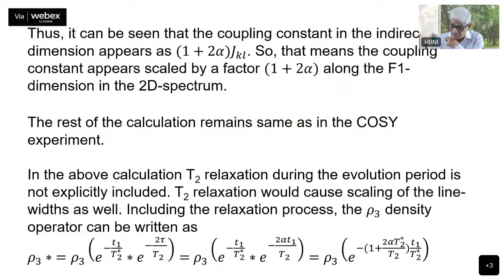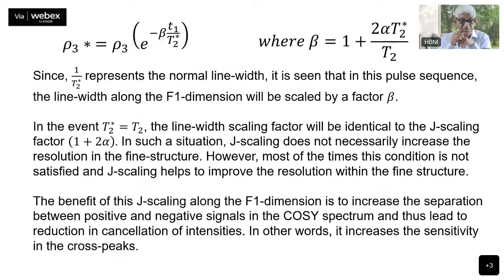So essentially what I've done is simply put these two together. You take out t1 by T2 star, then you get the T2 star by T2 here. For the 2 tau, we have put here 2 alpha. That's it. So you get this. So therefore this becomes a multiplicative factor. You write it in this manner. So you have rho 3 star equal to rho 3 into e to the minus beta t1 by T2 star.